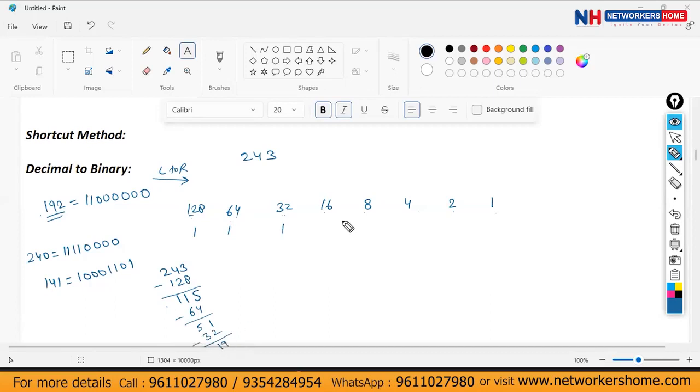19. So compare with 16. 16 is smaller, and subtract the 16. What will be the value? 3. Now compare 3 with 8. Larger, so 0. Compare 3 with 4. 0. Compare 3 with 2. Smaller, so write 1 and subtract. And the remaining will be 1. So 1 is equal to 1. So this will be the binary. Is it clear? Online people, clear to everyone?